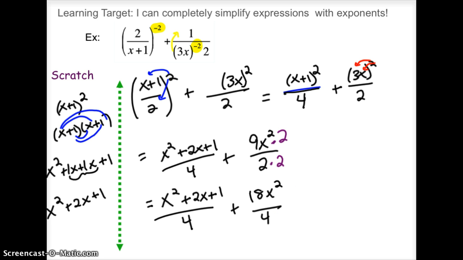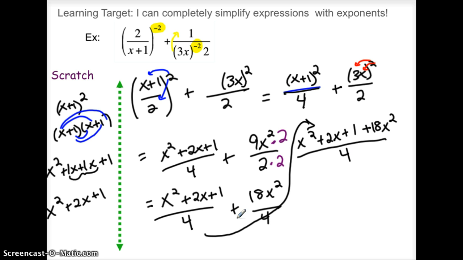Now they're both the same, so I'm just going to add the tops. I'm going to run out of room, so I better do this. Let's come up to here. So I'd have x squared plus 2x plus 1 plus 18x squared. All of that over a 4, because you know you keep the two denominators, you keep whatever was there.